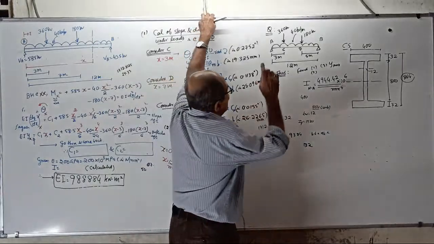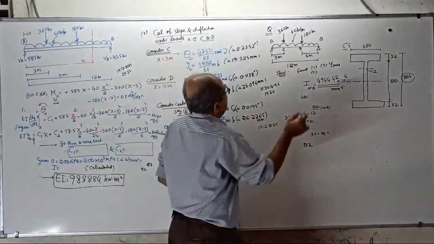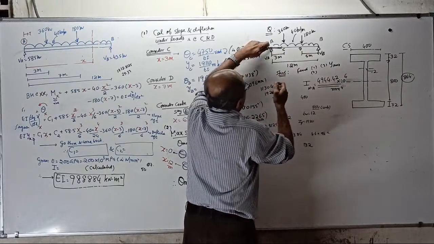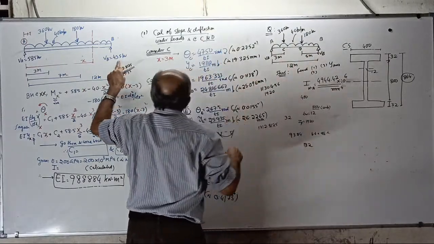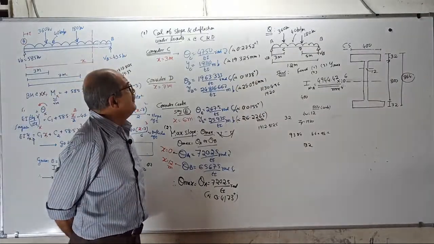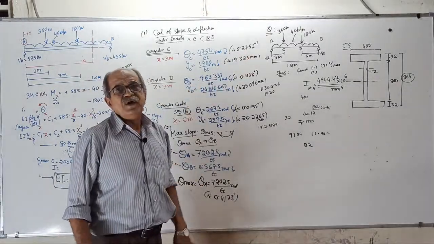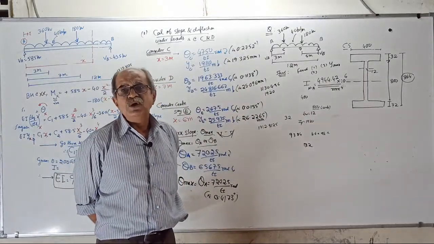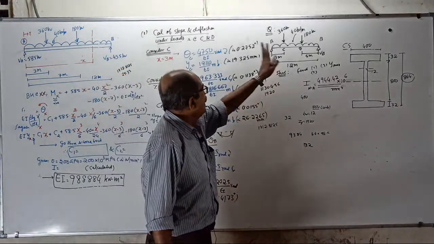Solution, first step: first find the support reactions. Here, this reaction VB, this reaction VA. Take moment about A, get VB; sigma V equals 0, get VA. Your VB will come 435 kilonewton, VA will come 585 kilonewton. You can make out VA came much more than VB because of heavy load near A. Remember, reaction calculation is based on equilibrium, not hogging, sagging; clockwise, anti-clockwise, upward, downward. Reactions over.